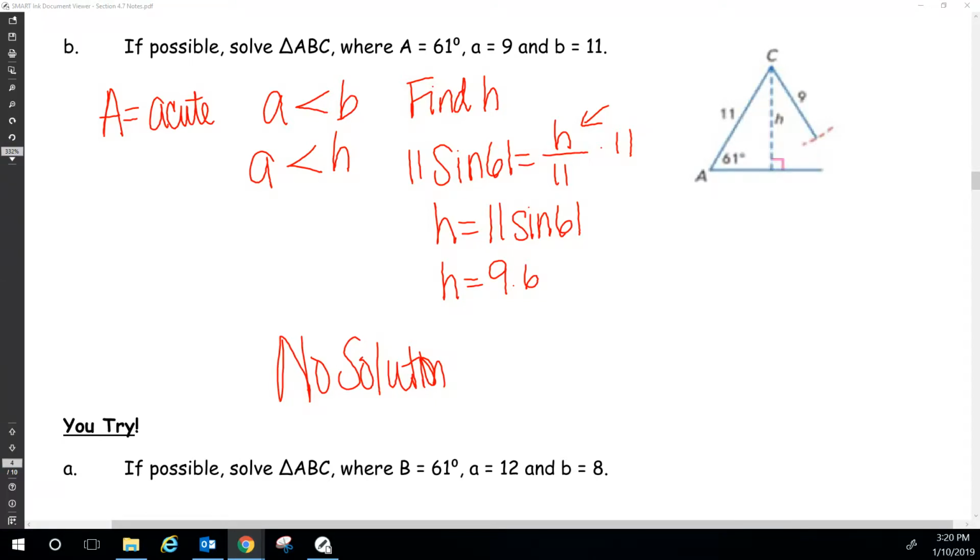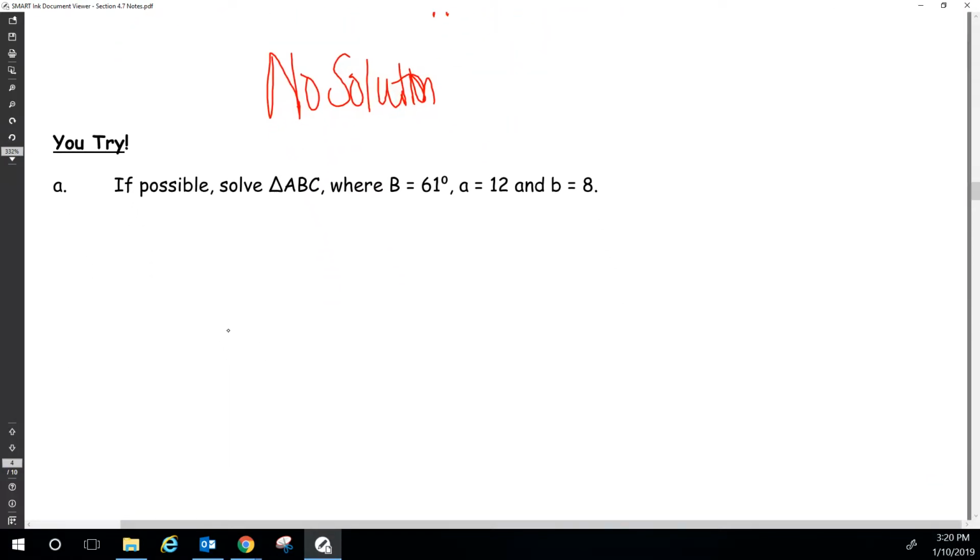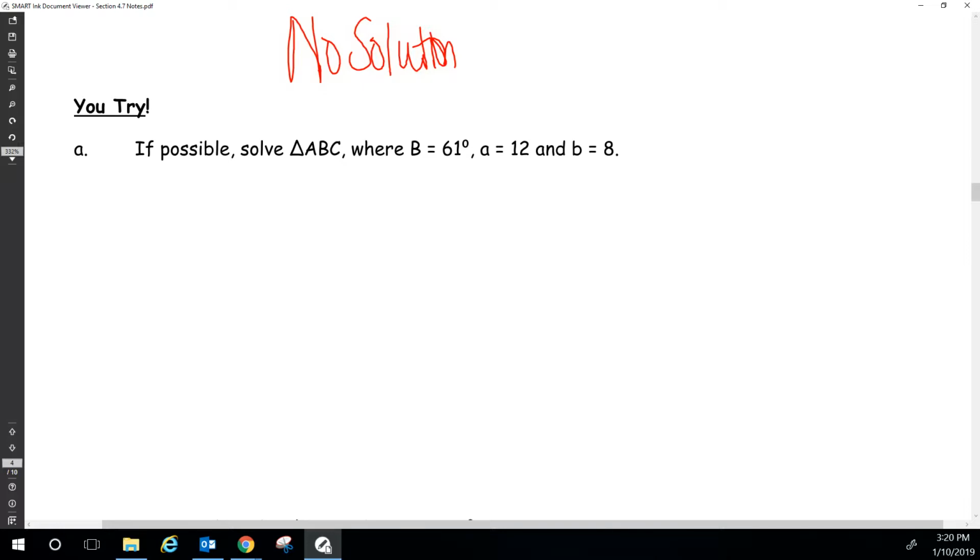Hi guys, welcome back. Here is example 2, section 4.7, but we are on the ambiguous case. All right, we've got an angle and two sides, so these are a little bit of a pain.